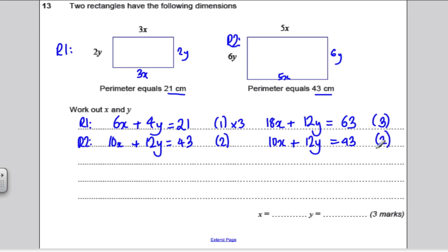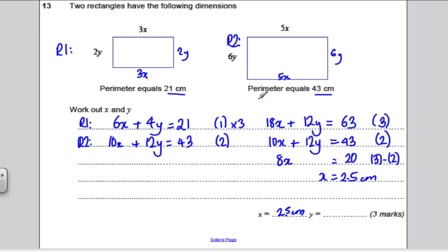And that's equation 2. Now if I subtract these equations, if I do equation 3 subtract equation 2, 18x take away 10x is 8x, 12y take away 12y is nothing. I did that on purpose to eliminate the y. And 63 take away 43 is 20. So that gives us that x is 2.5 centimeters. So x is 2.5 centimeters.